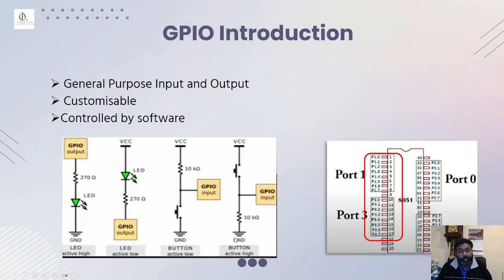Whereas the other way, the switch can be called active high if it is connected to VCC, because when it is pressed, the same voltage will go in as the input. So this is the difference between active low and active high in terms of LED and switch, and this is what we're going to see in the next session about controlling these.